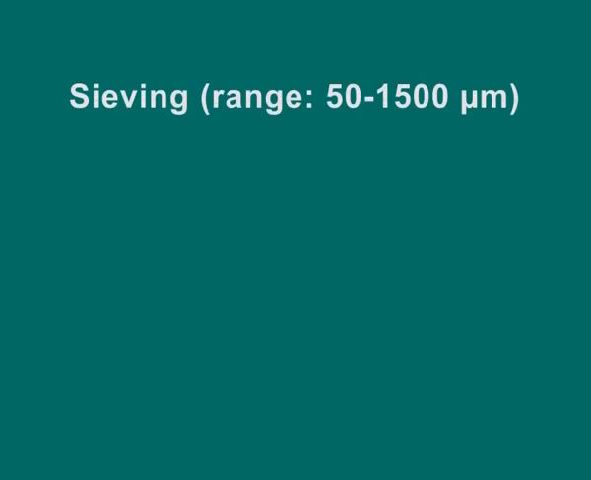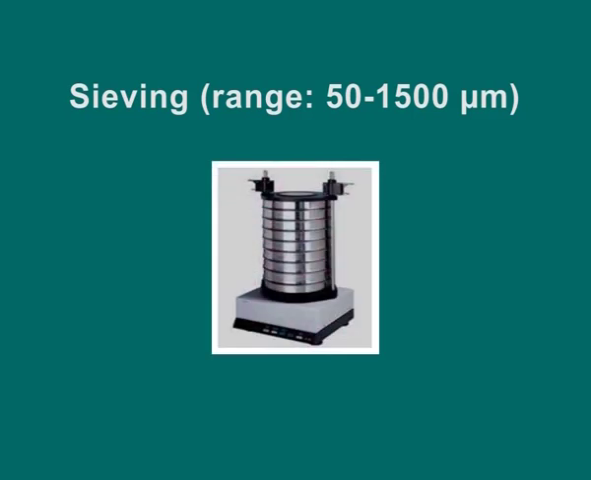The second method is the sieving method, which ranges from 50 to 1500 micrometer. Standard size sieves are available to cover a wide range of size. These sieves are designed to sit in a stack so that material falls through smaller and smaller meshes until it reaches a mesh which is too fine for it to pass through. The stack of sieves is mechanically shaken to promote the passage of the solids.